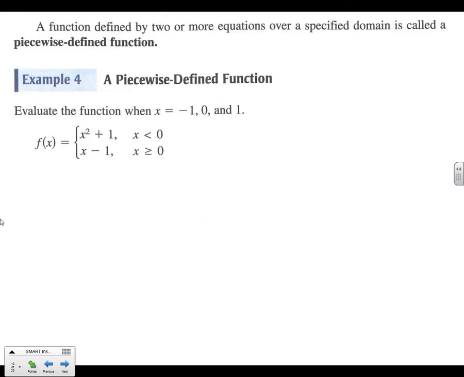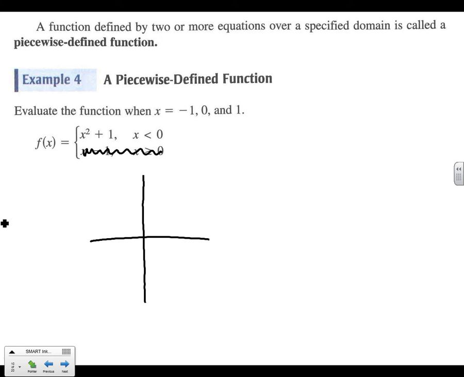All right, so piecewise. Piecewise is something where we're going to have two graphs represented on the same coordinate plane. So here's what we've got. I'm going to, for a moment, pretend that this is not here, and I'm going to graph x squared plus 1.